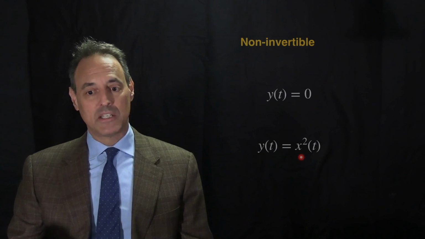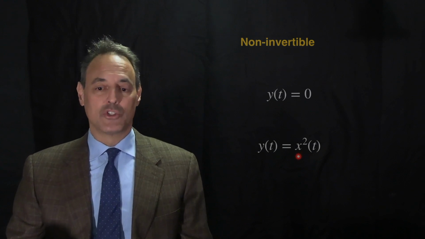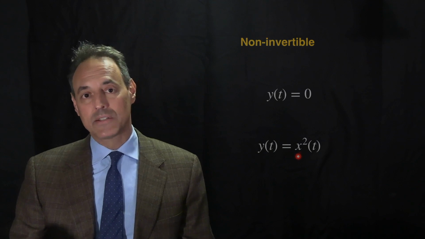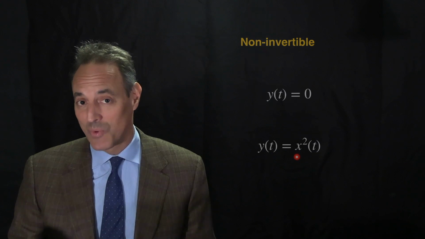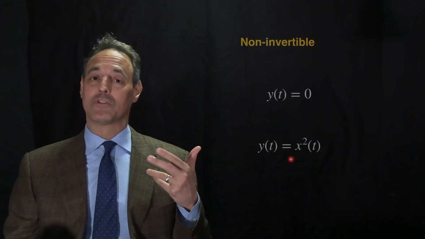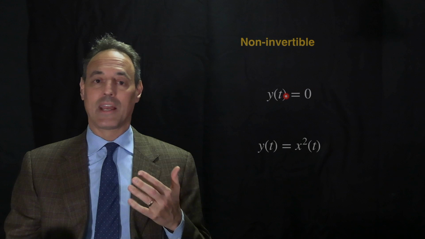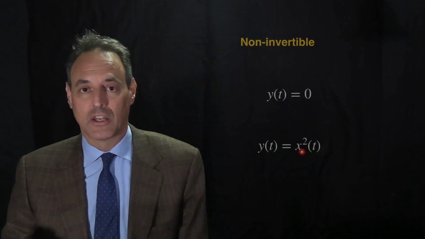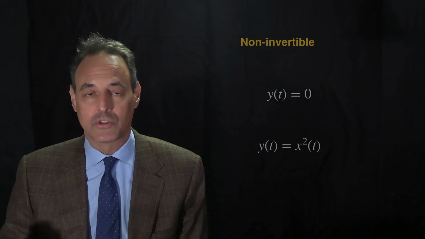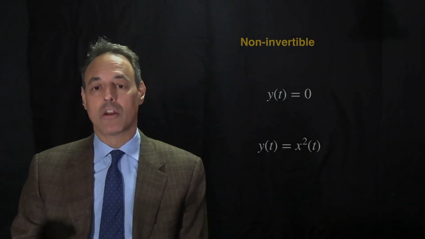Another one, y of t equals x squared. If I try to invert this, x is the square root of y, so plus or minus the square root. So there are two branches of solutions. Unlike the previous one, I can't say anything. There are two branches of solutions I could get back to, so it's not unique. So it's non-invertible. That's a non-invertible function.